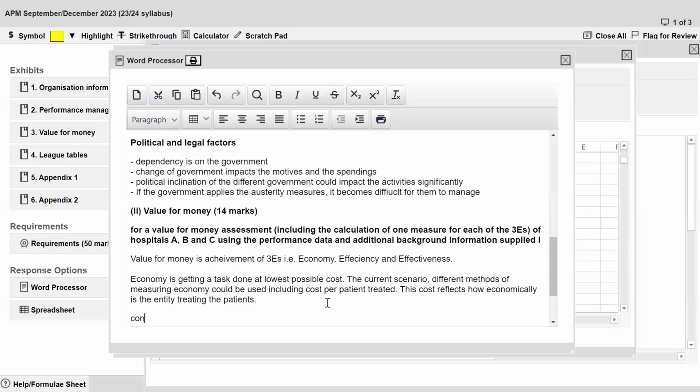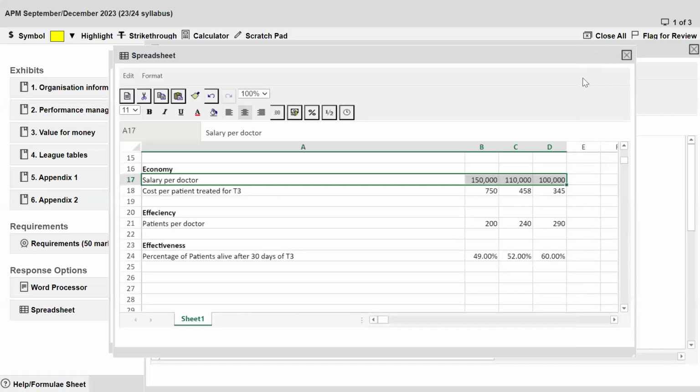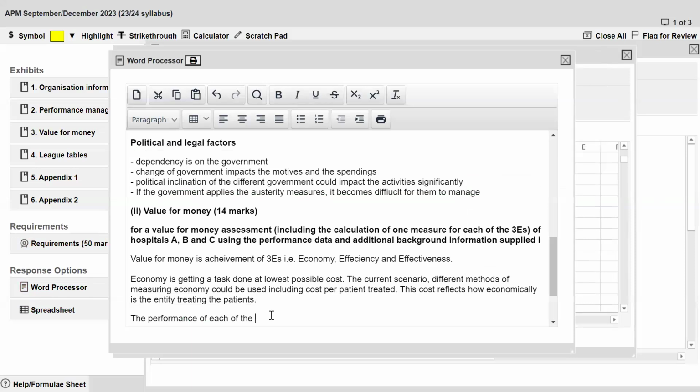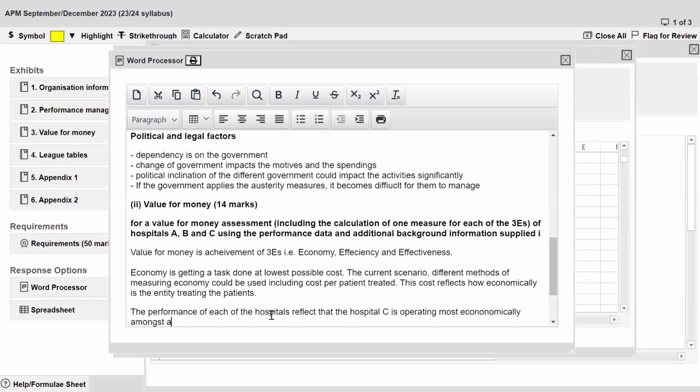Considering the performance of each of the hospitals, it reflects that hospital C is operating most economically amongst all the hospitals.